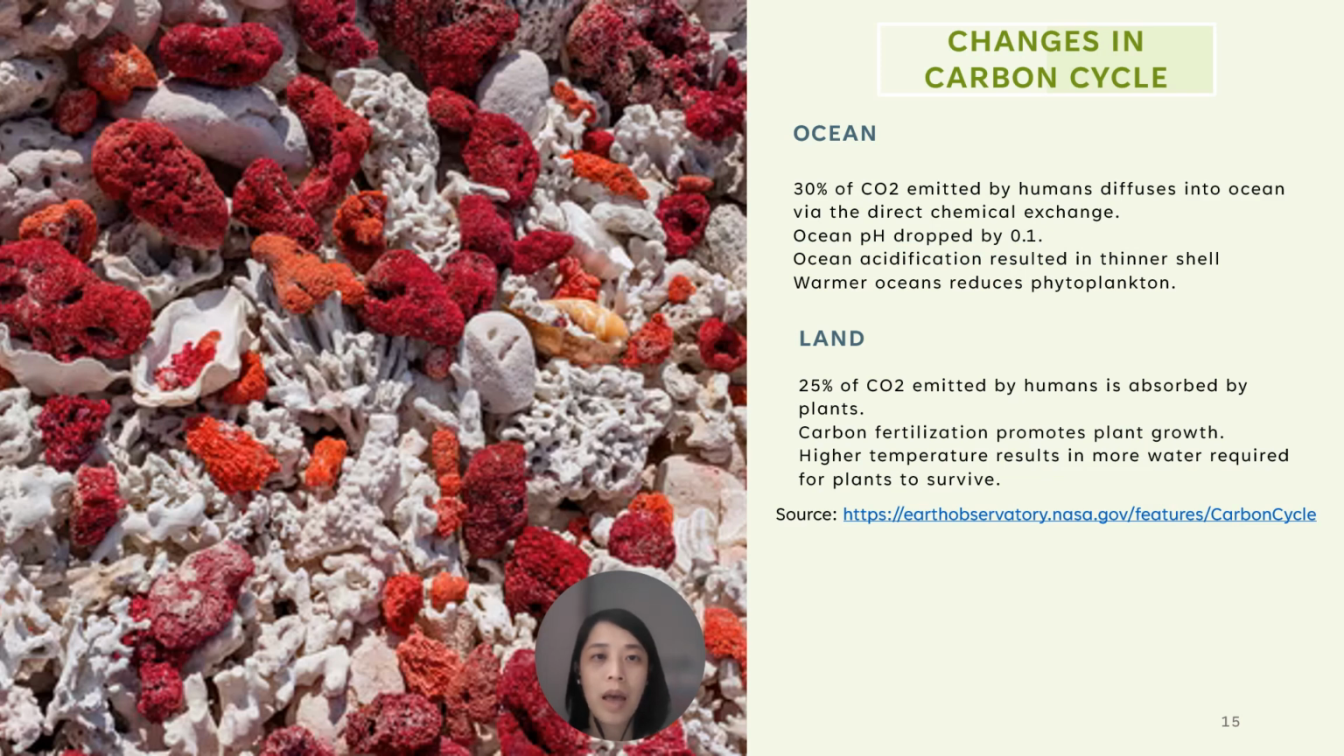30% of carbon dioxide emitted by humans diffuses into the ocean via direct chemical exchange. Ocean pH dropped by 0.1, and this ocean acidification resulted in thinner shells. Warmer oceans reduce phytoplankton as well. 25% of carbon dioxide emitted by humans is absorbed by plants. Carbon fertilization promotes plant growth. However, higher temperature results in more water required for the plant to survive.